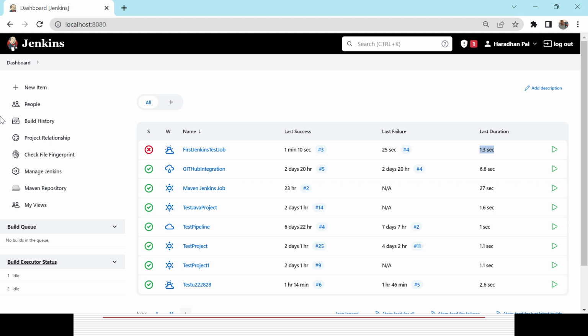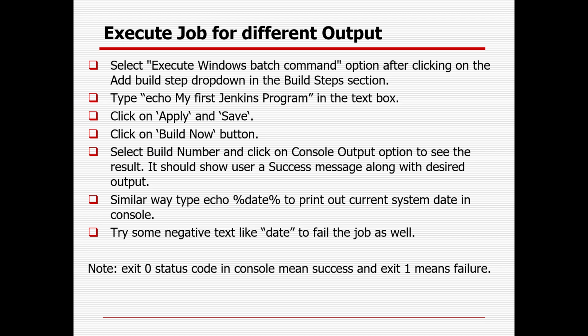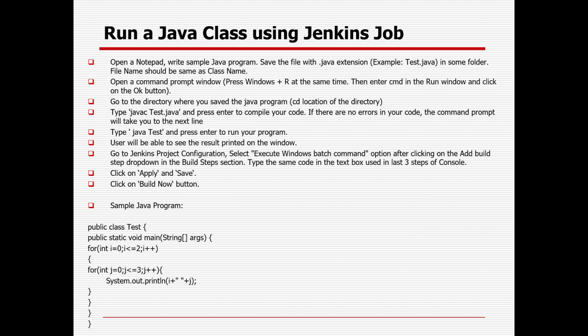So that way you can simply create your job, run it, and definitely get the desired console result as well. Now we will see how we can create a sample Java program, and then run it with the help of Jenkins.